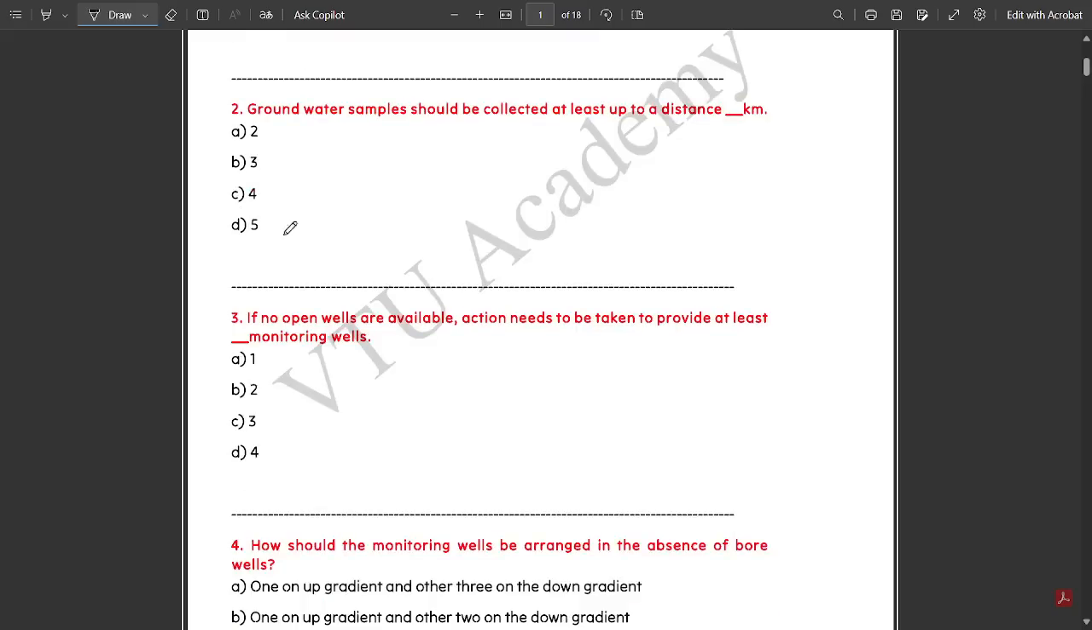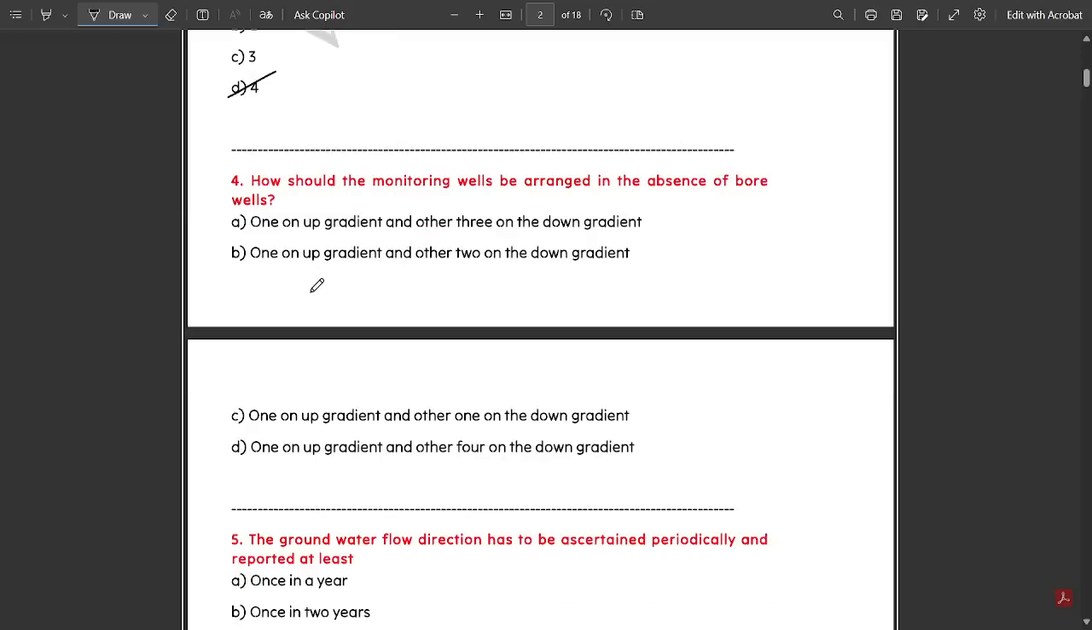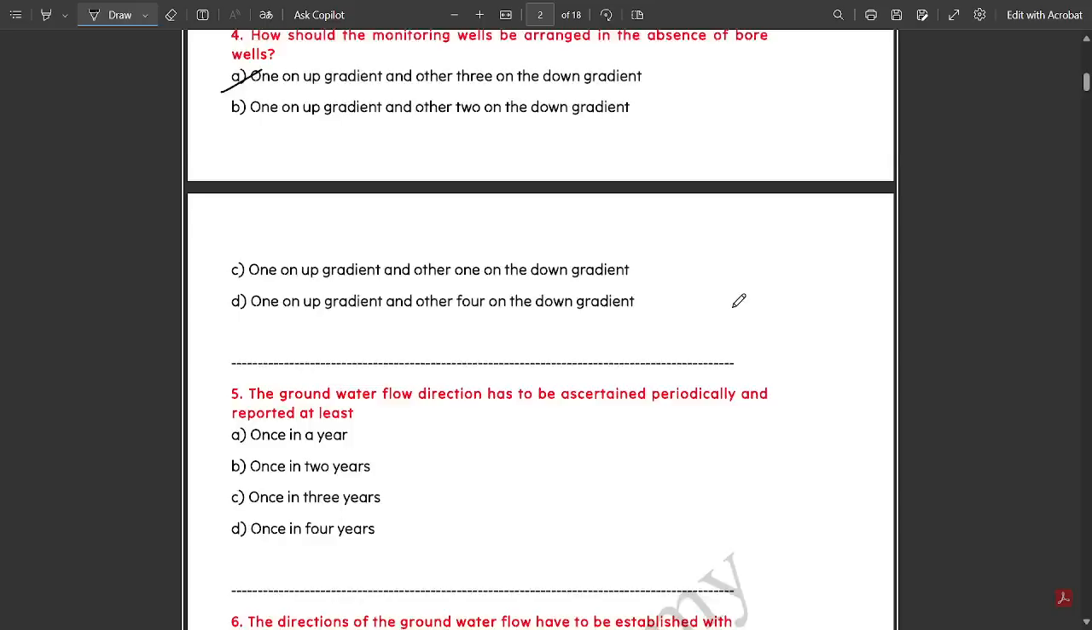Next question: groundwater samples should be collected at least up to a distance of dash kilometer. The answer is 5 kilometer. If no open wells are available, action needs to be taken to provide at least dash monitoring wells. The answer is 4 monitoring wells. How should the monitoring wells be arranged in the absence of bore wells? It should be arranged one on the up gradient and the other three on the down gradient. This is the arrangement pattern.